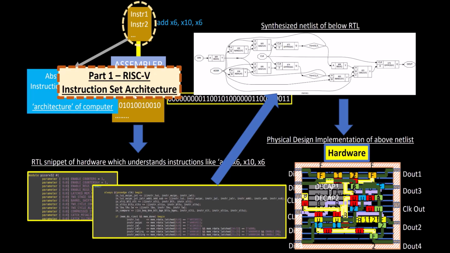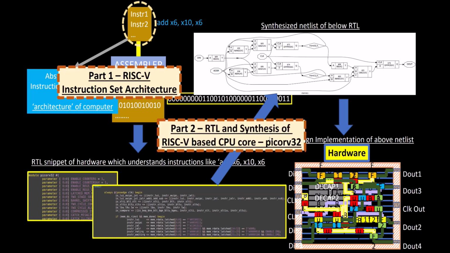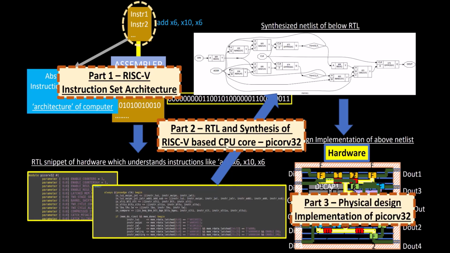So this is part 1, which is the RISC-V instruction set architecture. The part 2 course is the RTL and the synthesis of the RISC-V based CPU core, which is this one. We are going to learn and talk a lot about synthesis concepts over here, and finally we are going to do a physical design implementation of this particular RTL. So those are the 3 different parts of the entire course, and this part 1, or basically part 1A, is the RISC-V instruction set architecture. Part 1B will be mostly about the application of the RISC-V, so we'll keep it to a separate course. This part A will talk about the RISC-V instruction set architecture, especially the architecture of the RISC-V.